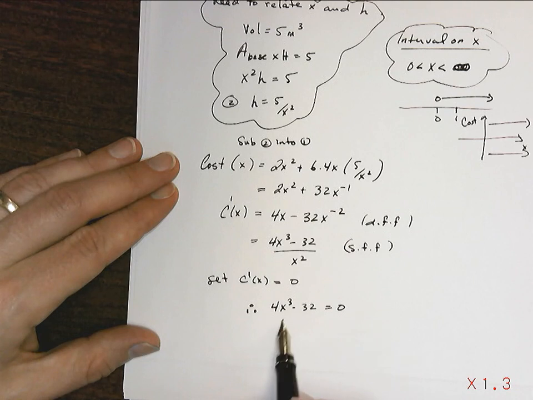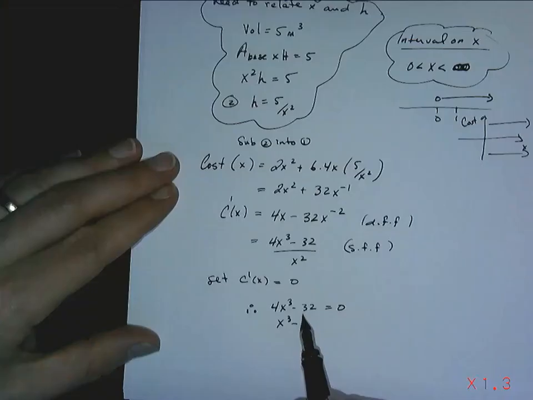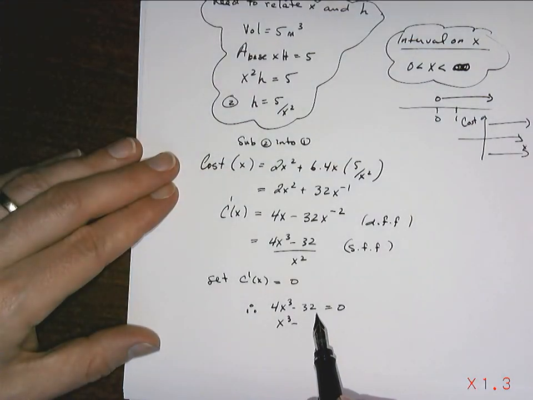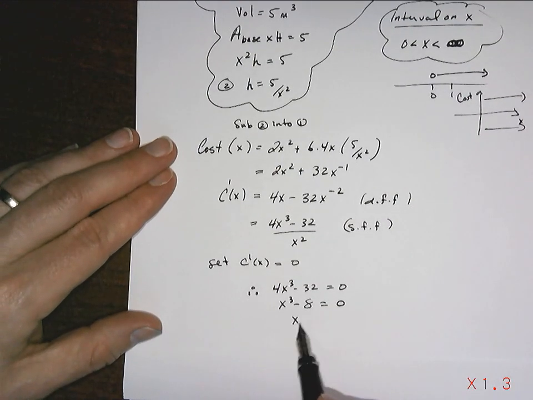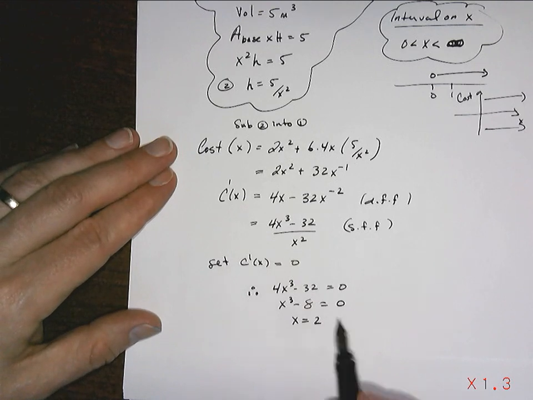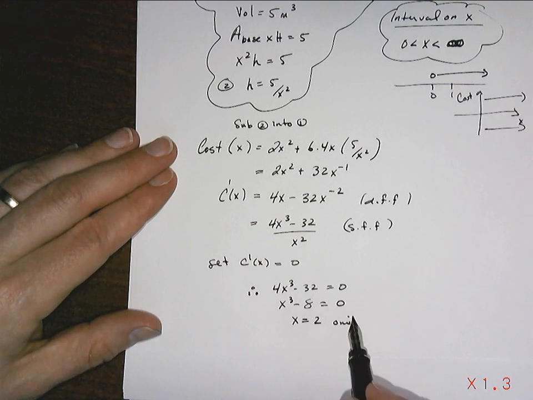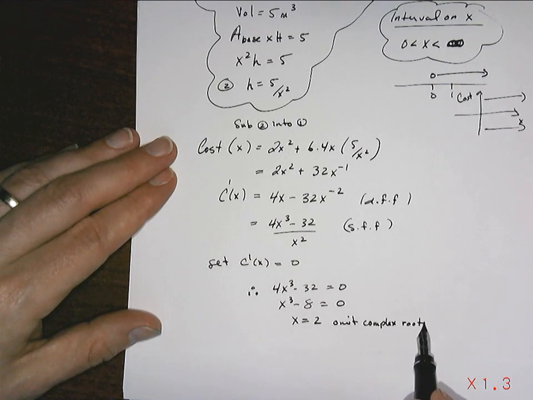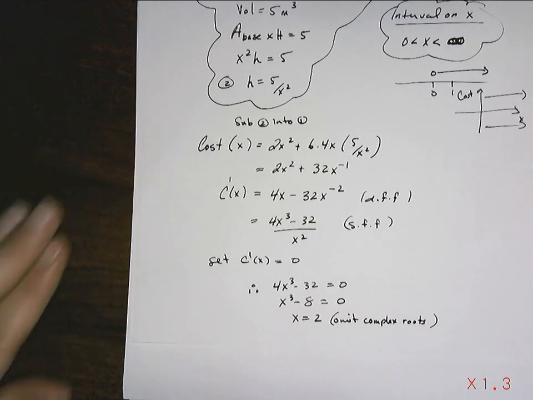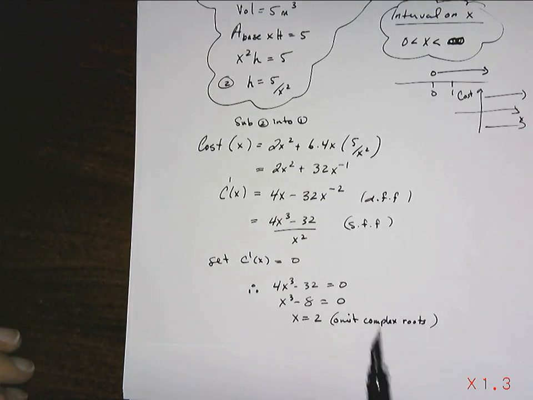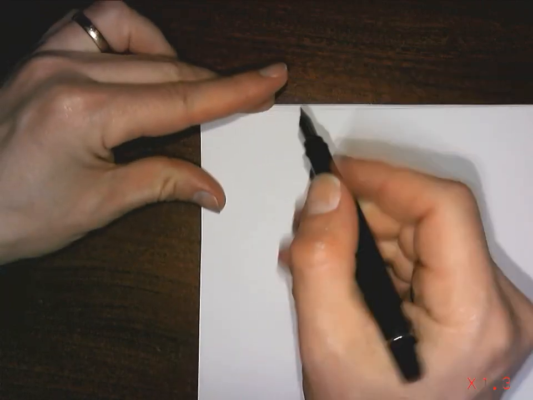Common factor out the 4. 32 divided by 2 is going to be 16. It's going to be 8. And following the argument that we had before, we can say that x equals 2. But if you really want to impress the people around you, you can say omit complex roots. And that lets everybody know that you know what you're talking about, and you don't have to bother going through it, but you know that there's 2 other complex roots here. Okay, so we have one critical value on the domain.